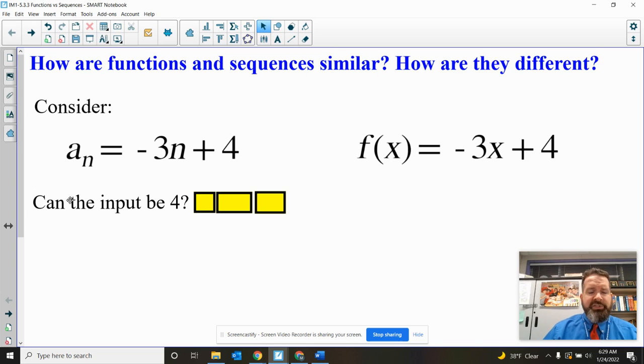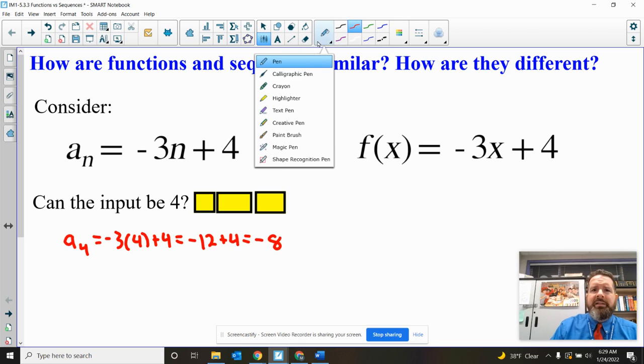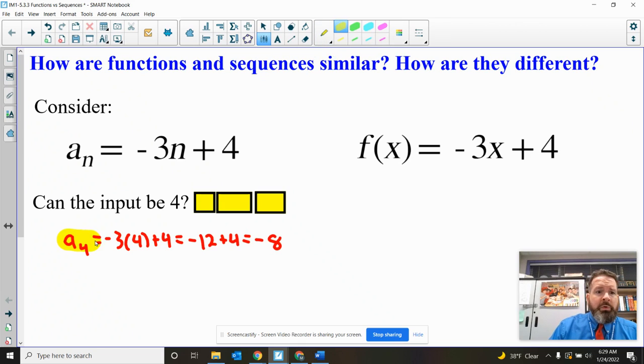So for our questions here, can the inputs be 4 in these? Here's what it means. In the first one, in our sequence, for the input to be 4 means I'm putting a 4 in where the n is. So we can do that here. This is just going to be finding the fourth term of the sequence. So -3 times 4 plus 4, that's -12 plus 4. So the fourth term in this sequence is -8. So can I put a 4 into this sequence? Yes, I can. We just did.